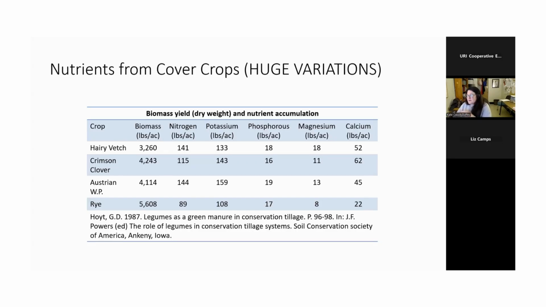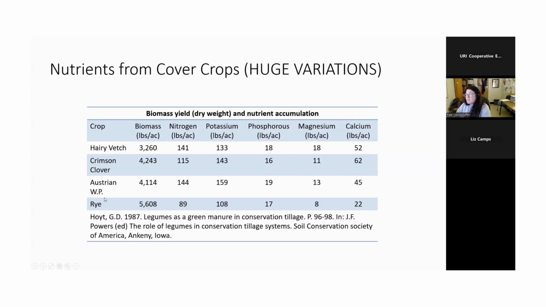Okay, there's a big variation, but there are some pretty sound numbers that we can pull on. And I'm going to show you a tool in just a second to play around with. But I just wanted to show you some averages across the board of these. So for instance, hairy vetch can pull about 141 pounds per acre. So once you terminate it, incorporate it, you get a release of about 141. Crimson clover, 115. Austrian winter pea, 144.